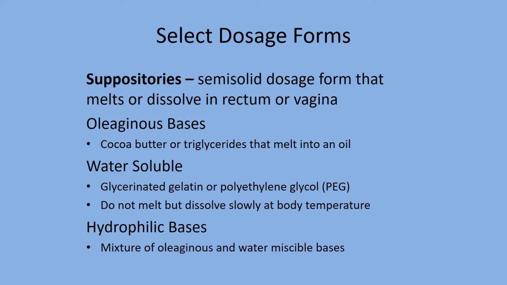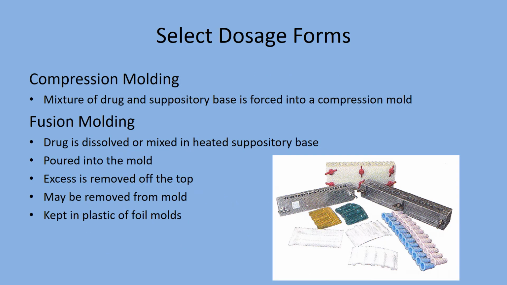Suppositories. So for rectal or vaginal insertion, they're bullet shape. They can be water-based, so gelatin, or they can be fat-based. Cocoa butter is a common one. So you'll heat these items up, mix in the drug ingredient, and then pour them into molds. Here are examples of some aluminum molds and some disposable plastic molds.